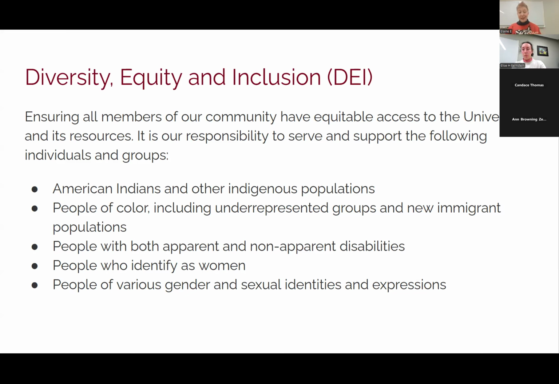So American Indian and other indigenous populations, people of color, including underrepresented groups and new immigrant populations, people with both apparent and non-apparent disabilities, people who identify as women, and people of various gender and sexual identities and expression. So there is some thought that it can take to make sure that we are being inclusive and providing this equitable access.